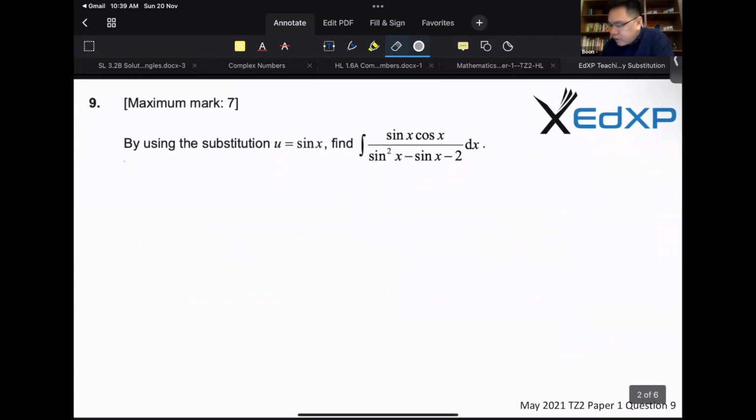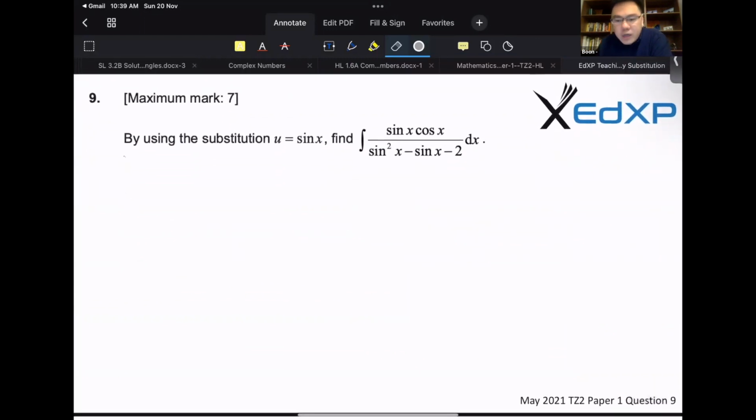So this question over here actually came out last year in the May 2021 Time Zone 2 Paper 1 examinations. These questions are typically worth 5 to 7 marks. And we can see over here that we have a very complicated integral, also known as a non-elementary integral. And this is an indefinite integral, which means that there should be a constant of integration at the end in our final answer.